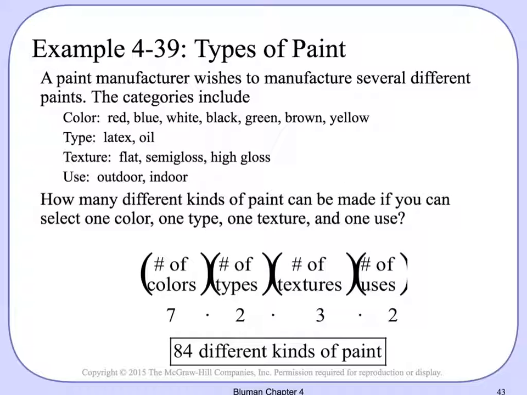You could buy red latex flat outdoor, red latex flat indoor, red latex semi-gloss outdoor, red latex semi-gloss indoor set. I mean, this could be a huge tree diagram if I was going to try to count them all, right? So rather than doing that, I understand that I just multiply these and there's actually 84 different kinds of paint. So 7 colors times number of types times number of textures times number of uses. So there was 7 here, 2 here, 4 here, 2 here. I just multiply those. There's 84 different kinds of paint if I'm selecting one of each.